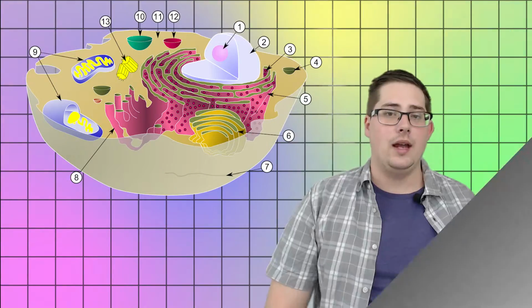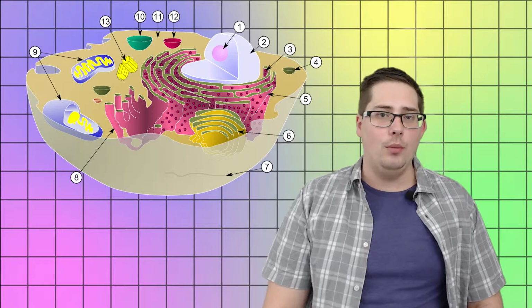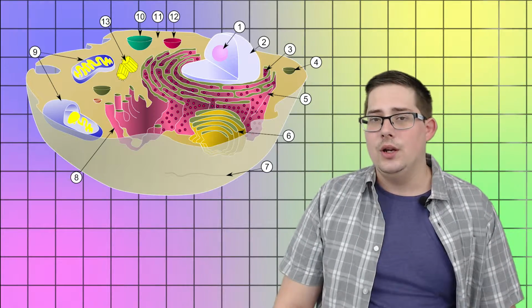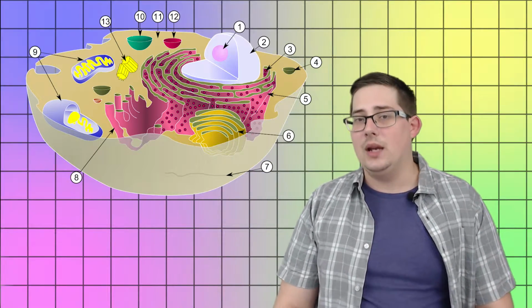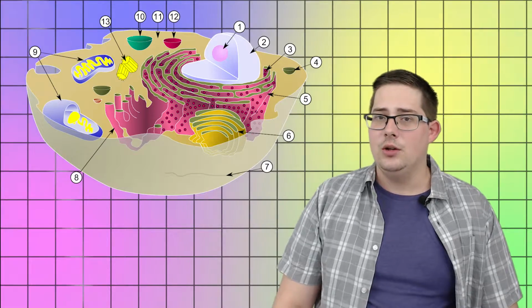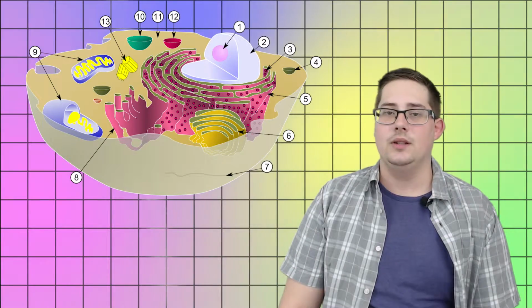There are many kinds of cells, but a lot of these cells have very common parts to them. In this video, we're going to look at animal cells in particular and all of the parts that animal cells have in common. And in the next video, we're going to compare animal cells and plant cells, which are very similar, but there are a few differences.